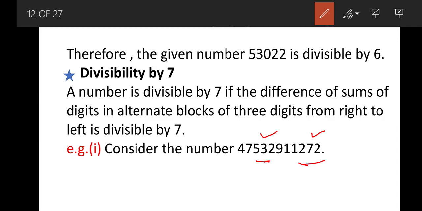Okay, first of all, what are you supposed to do? You are supposed to make the blocks of 3 digits starting from right to left. From right to left I am starting. 272 is one block. Then I have left 3 digits. Then 532 is in the same group in which I need to take 272, and 47 is left now.